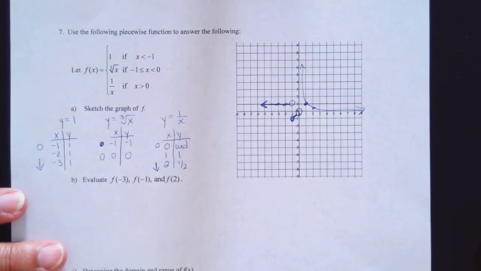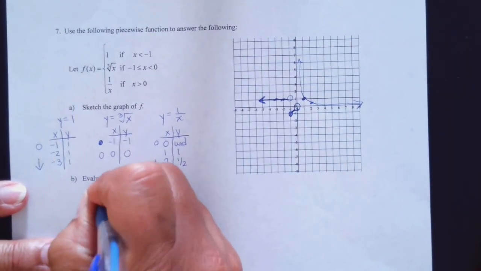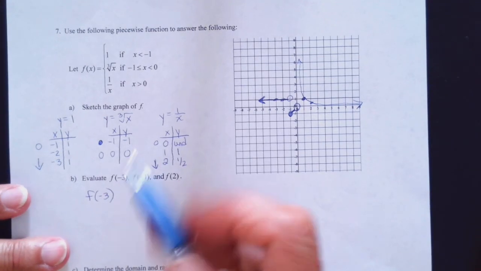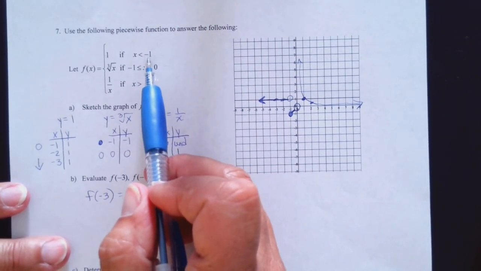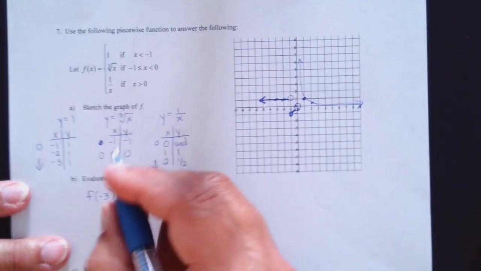So now we're going to answer some questions. B says evaluate f of -3, f of -1, and f of 2. So this just means we got to go to which one of the three equations fits this x value. All right, so we'll start with f of -3. Well, -3 is less than -1, so I'm going to use this equation, which the answer is just 1.